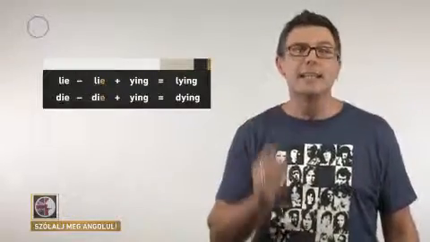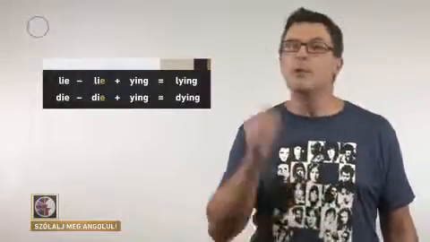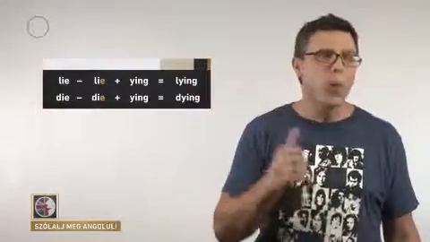Okay, so we know the first area where we have to be careful. If the verb ends in E, we remove the E before adding ing. Good. Now, are there any other places we have to be careful? Yes, there's another rule we need to remember. If the verb ends in ie, then we replace the ie with ying.